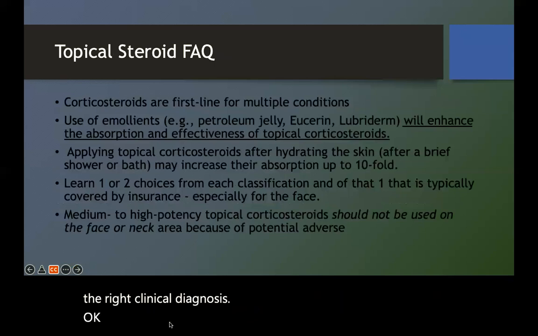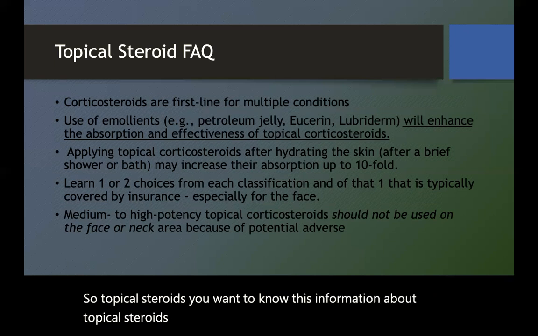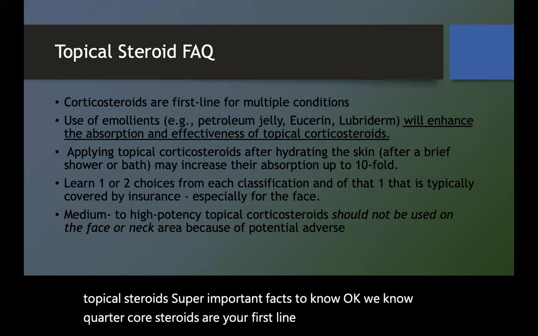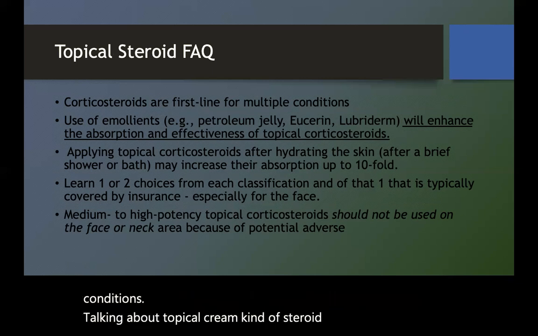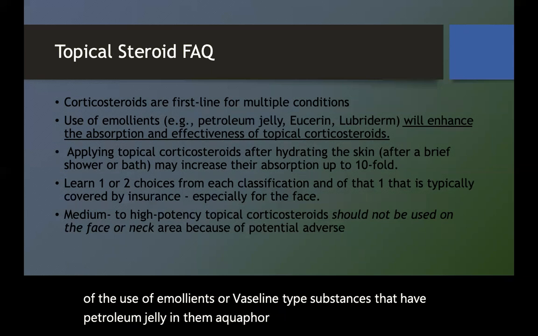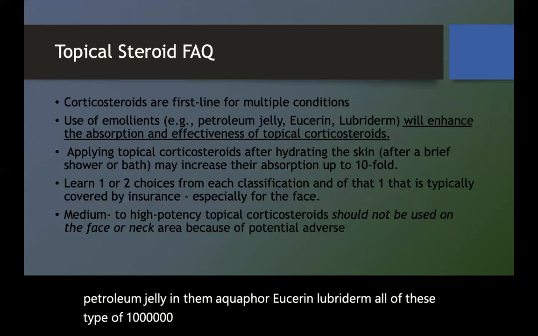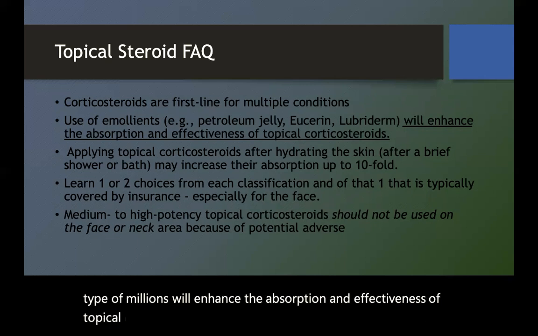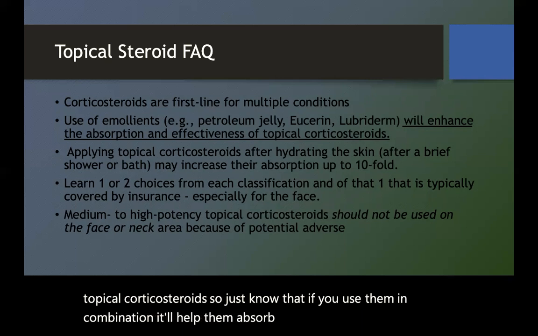Okay, so topical steroids. You want to know this information about topical steroids. Super important facts to know, okay? Corticosteroids are your first line of defense for multiple conditions. We're talking about topical cream kind of steroid treatments. In terms of the use of emollients or Vaseline-type substances that have petroleum jelly in them, like Aquaphor, Eucerin, Lubriderm, all of these types of emollients will enhance the absorption and effectiveness of topical corticosteroids. So just know that if you use them in combination, it'll help them absorb and they'll enhance the actual absorption and effectiveness of the steroid cream.